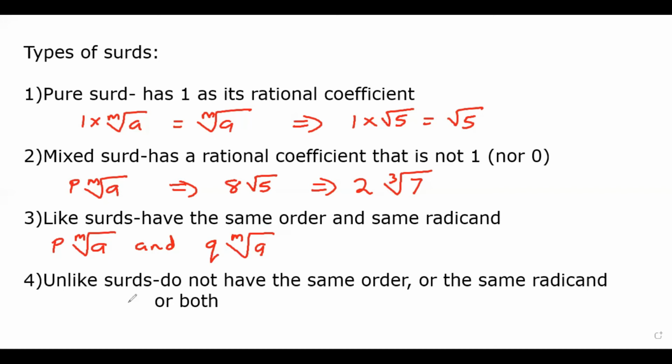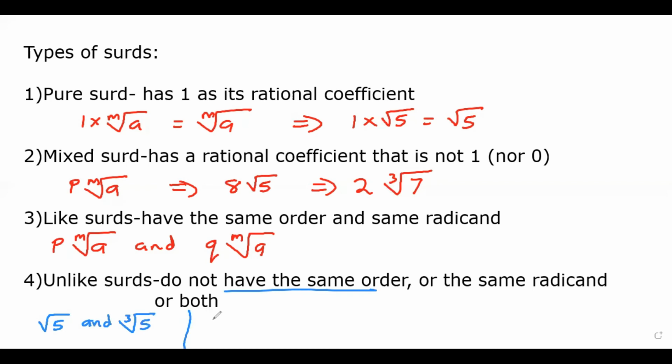So the next one, you have unlike surds. That means they do not have the same order, or they don't have the same radicand, or both. For example, let's just use some numbers. Let's say we have root 5 and cube root of 5. Here, you realize that the orders are not the same. So this order is not the same thing as this order, so these two would be unlike surds. That's for when they don't have the same order.